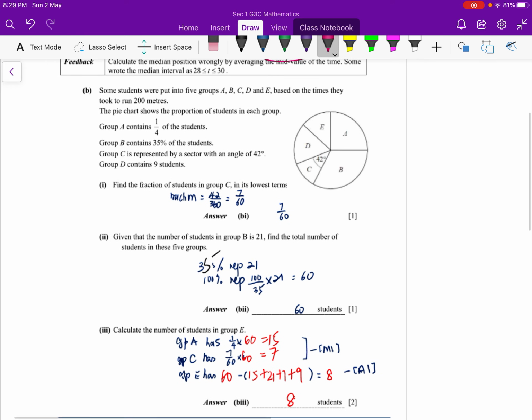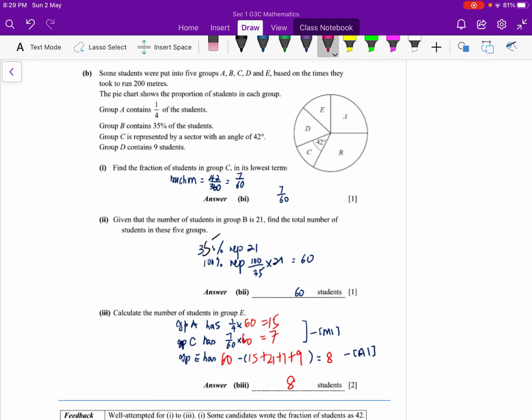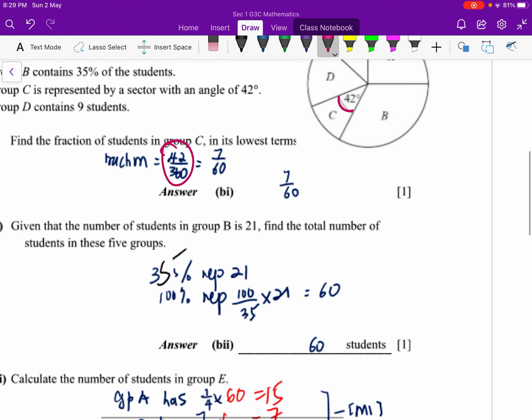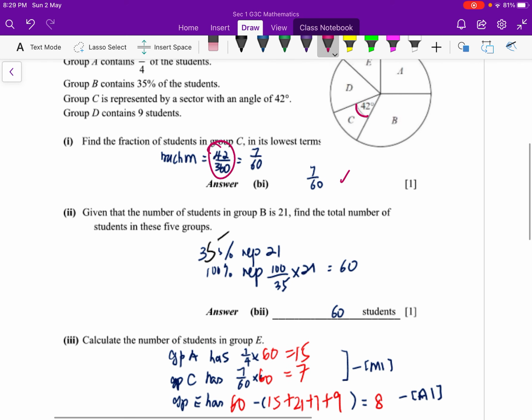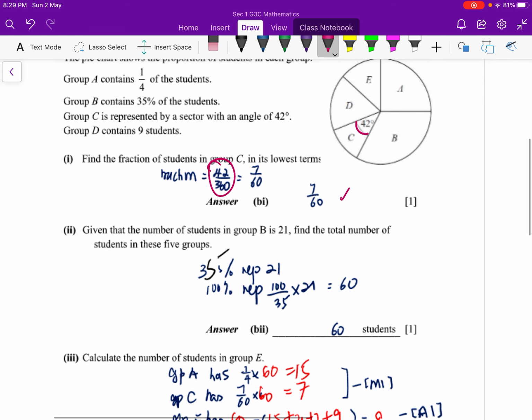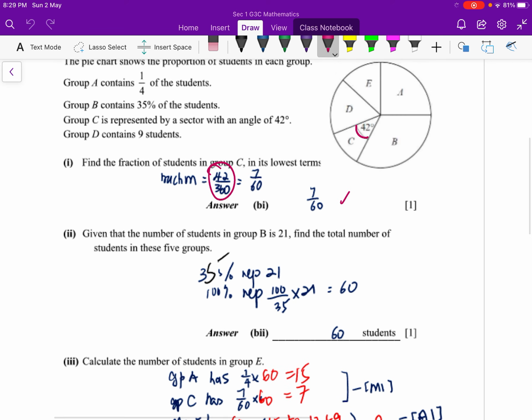Okay, now we have a pie chart. So the fraction of the students in group C is 42 degrees out of 360, so it is just a fraction. Now they tell us the number of students in group B is 21. Total number of students in these 5 groups. Okay, now this represents 21 students.